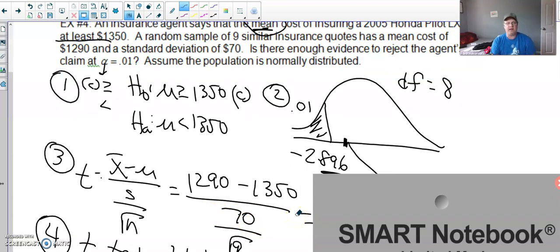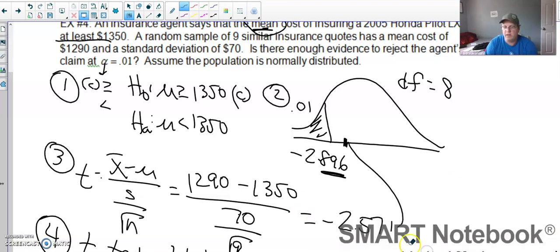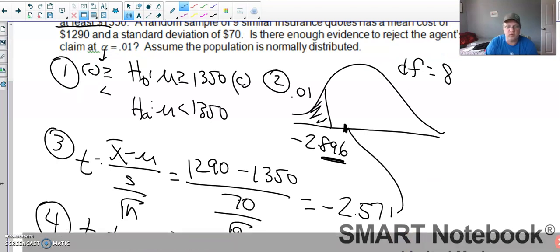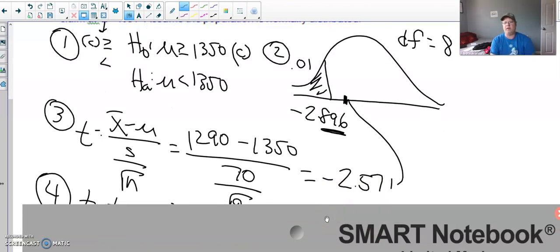Your X bar is 1290 minus the mu 1350, all over the standard deviation of 70 divided by the square root of n, which is 9. Plug it in, to 3 decimal places, because it's a T value. So negative 2.571. And you see where I pointed up where it is? Does it fall in the rejection region?